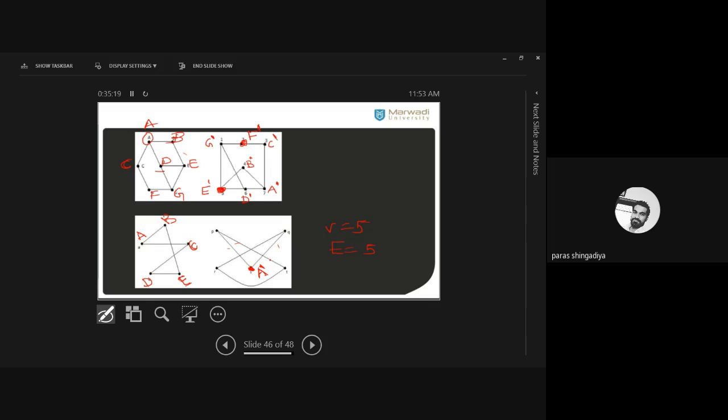And now A dash is adjacent with two more vertices. Okay, it has degree 2 also. Consider any one as B dash, and the second is C dash. Clear? So that is the image of B, B dash, and the image of C is C dash. Is it correct? Okay. And now the next stage.